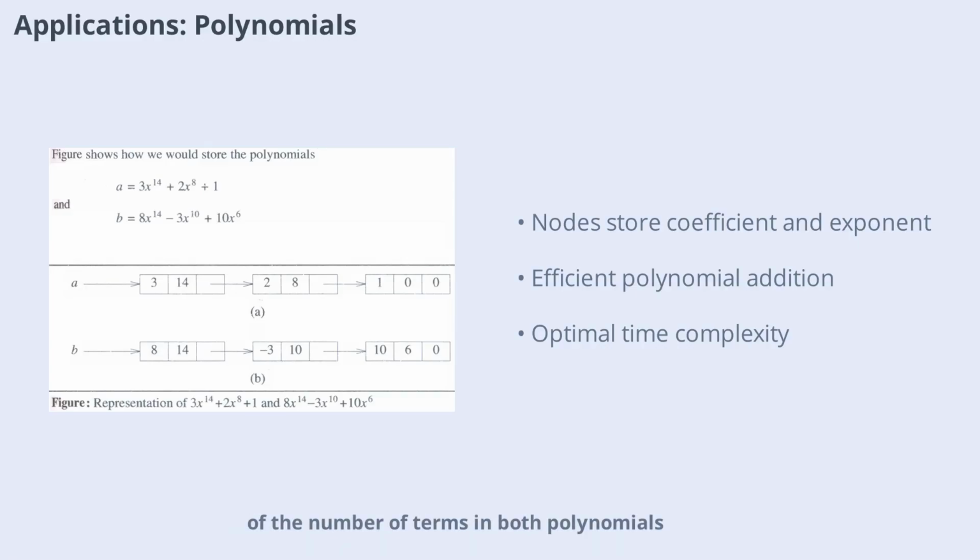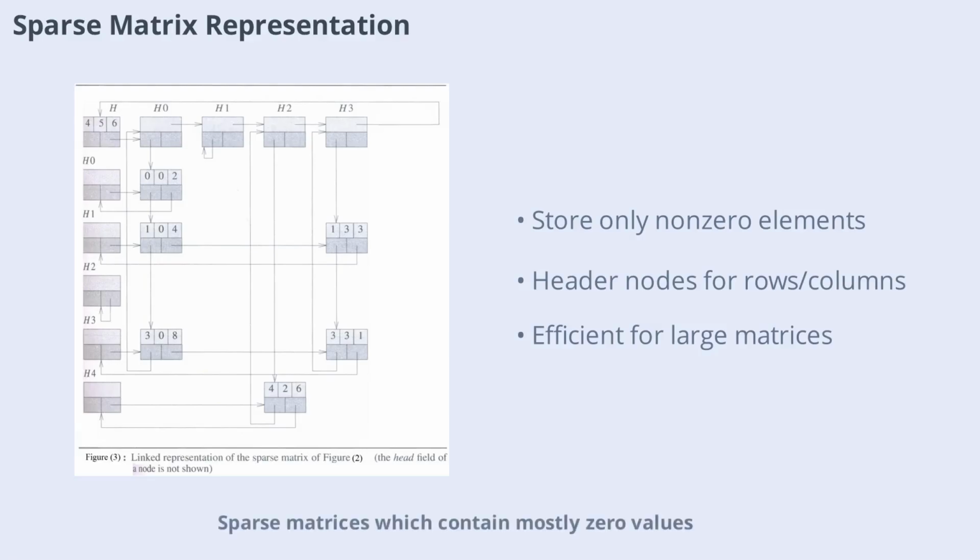Sparse matrices, which contain mostly zero values, can be efficiently represented using linked lists. Each non-zero element is stored in a node, and header nodes are used for rows and columns. This structure saves memory and speeds up operations by only storing and processing non-zero elements. The linked representation is especially useful in scientific computing and large-scale data analysis, where matrices can be very large but sparse.